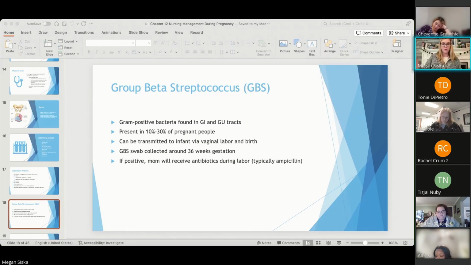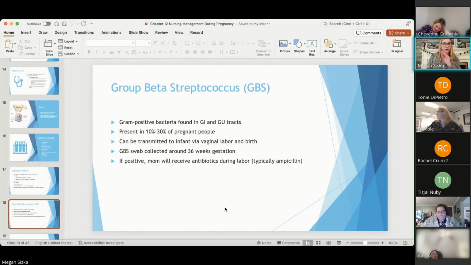Everybody's cool. But you do need to have that test, have the results, and then get at least 2 doses of ampicillin, which is usually the medication used as long as there's no allergy to be considered, to be treated or in the clear. It's given every 4 hours throughout labor.